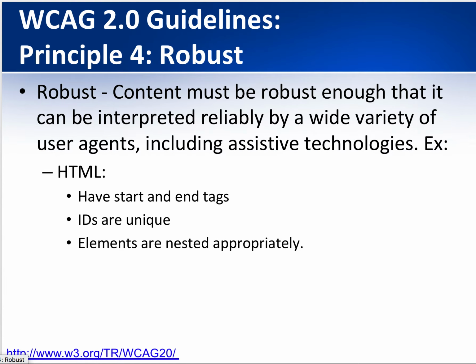Our fourth principle is robust. Content must be robust enough that it can be interpreted reliably by a wide variety of user agents, including assistive technologies. Here's an example: HTML. Have start and end tags. IDs are unique. Elements are nested appropriately. So this is where you have content that is robust and good, and there's ways to do it that makes it better.